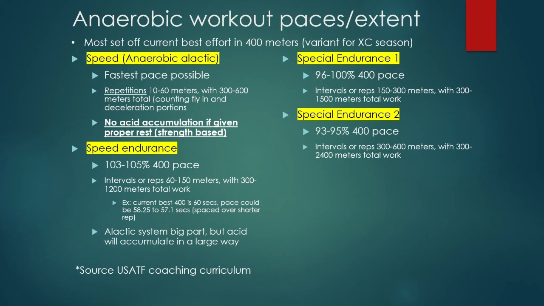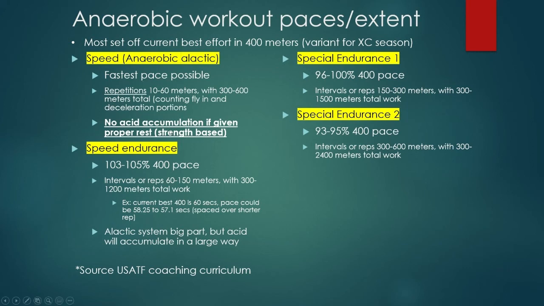Special Endurance 2, 93 to 95% 400 meter pace. Again, it's a little bit less, it's not as fast, but it's going to be longer. So where Special Endurance 1 leaves off at 300 meters, these are intervals or reps of 300 to 600 meters with 300 to 2,400 meters of total work. As you can kind of see, these are all sort of playing off of each other because something kind of changes in your body, the way the energy is being contributed as you get to these different thresholds, right?